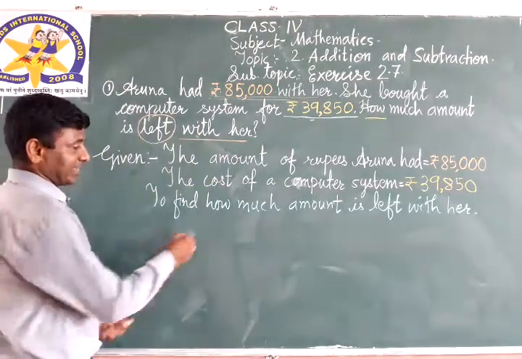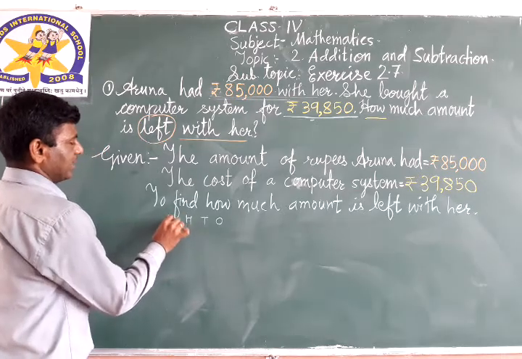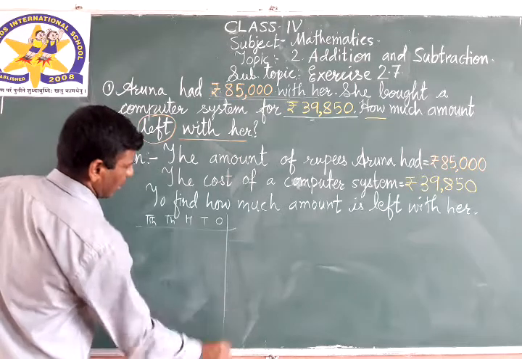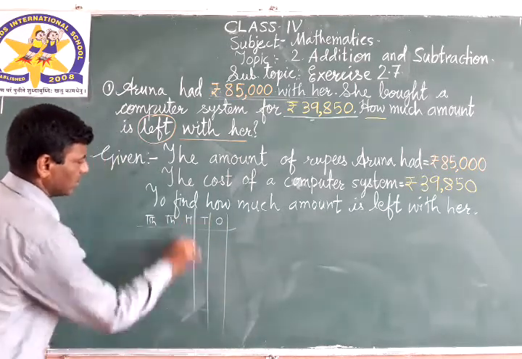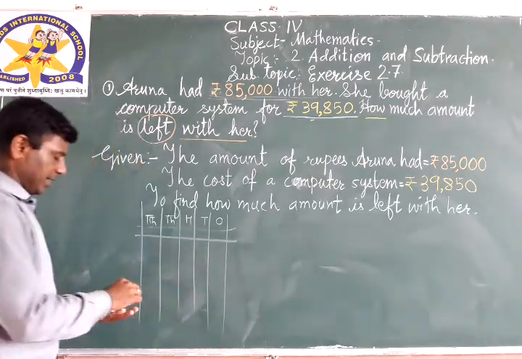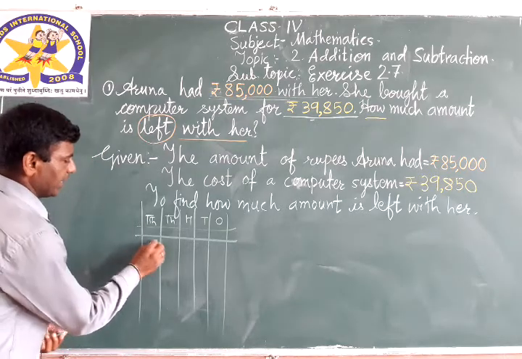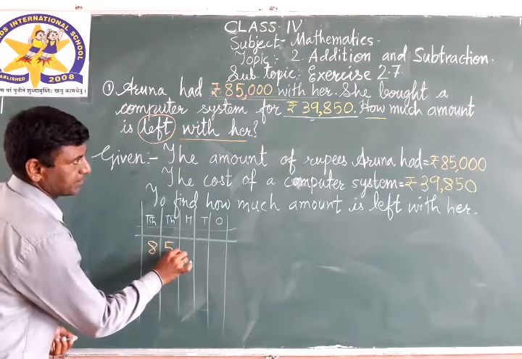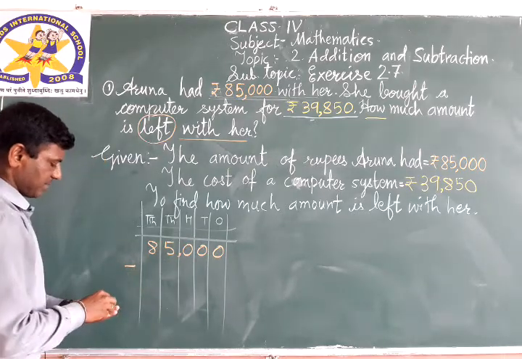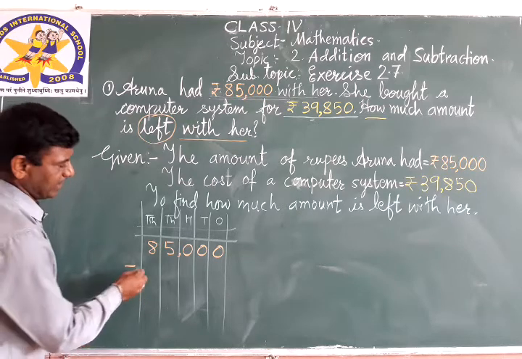How to solve? Again the same thing. Ones place, tens place, hundreds place, thousands place, ten thousands place. Draw columns. It's very important to draw columns. Leave space for borrowing. So 85,000 minus 39,850.